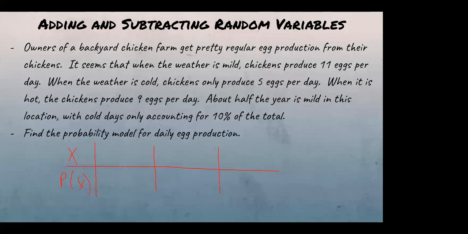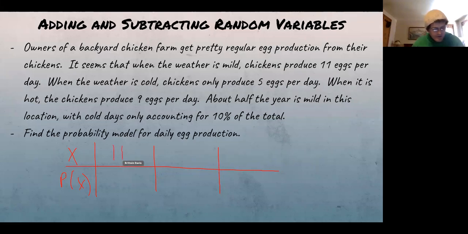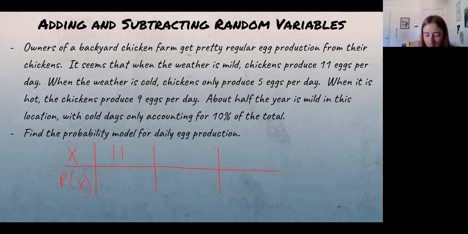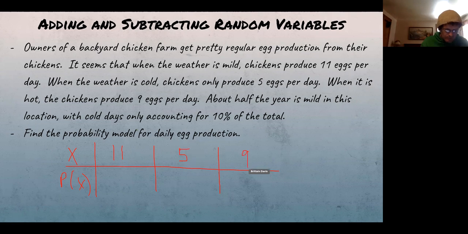They produced 11 eggs in a day. Okay, so they could produce 11 eggs in a day. What are the other outcomes? 5 and 9. There we are. And we can pretty quickly figure out the probabilities of this too. What's the probability of getting 11?